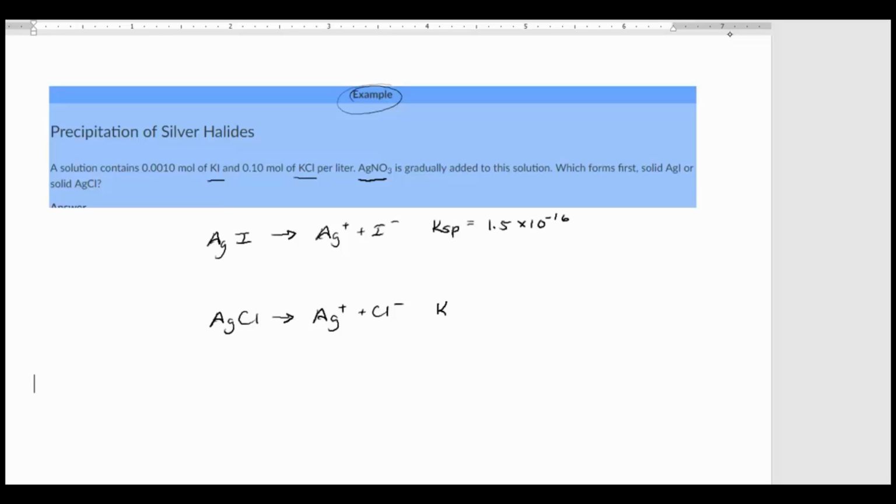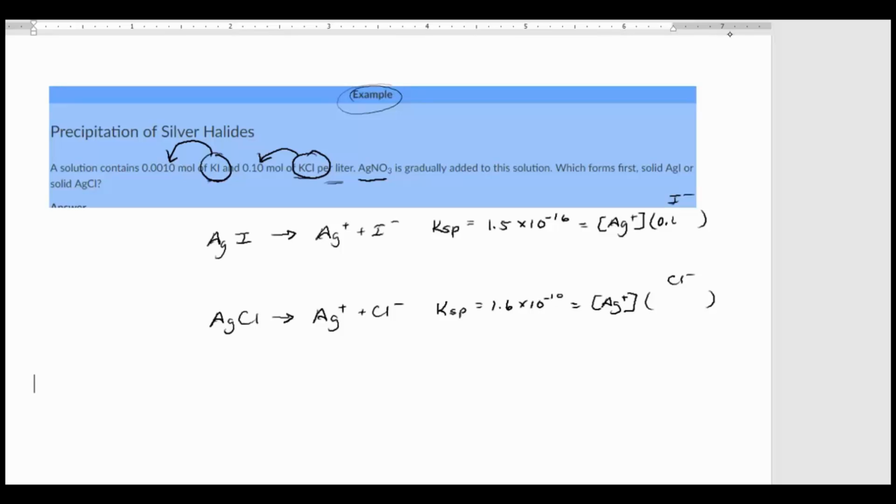Now, because we have this 1-to-1 situation here, we know that we're going to be dependent on the concentration of the silver times the concentration of the iodine. Excuse me, I said chlorine, so this one's going to be iodine and this one's going to be chlorine. Now, because these are ionic compounds and they break up completely, we can look directly at the moles that are given. And it does say per liter, so moles per liter, we don't have to worry about converting anything. So for the iodine, our concentration is 0.0010, and for chlorine, we have 0.10.